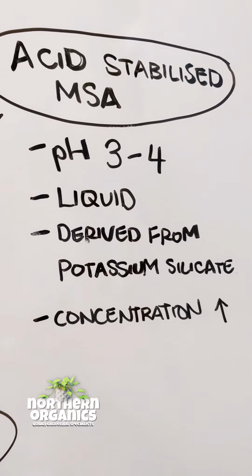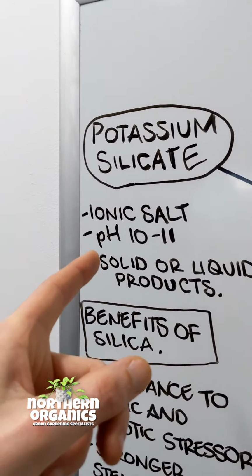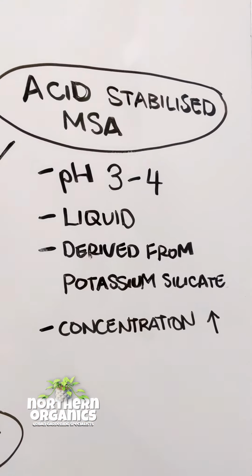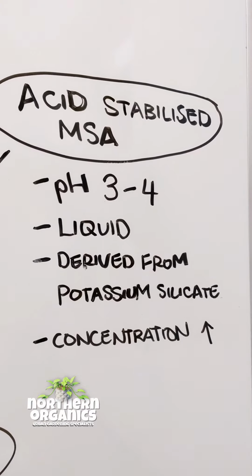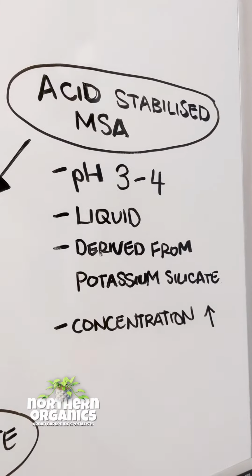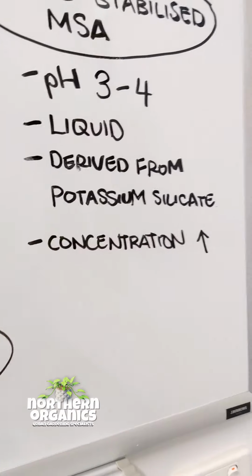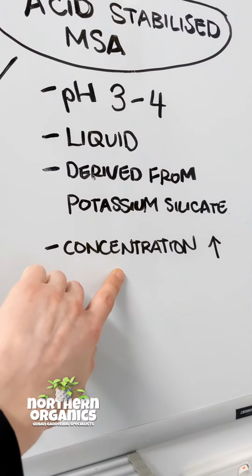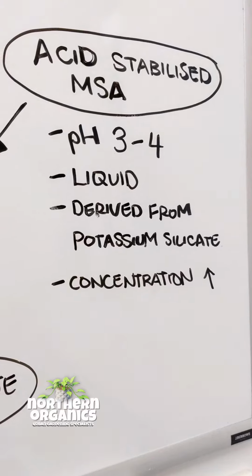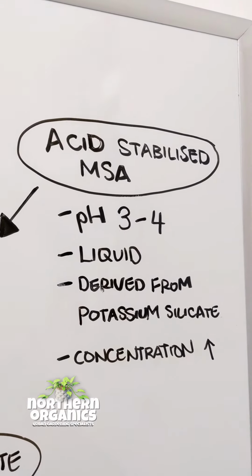These are derived from the potassium silicate that we spoke about earlier. That potassium silicate is reacted with phosphoric acid to produce a stabilized monosilicic acid. What this really means from your perspective as the gardener is that the concentration of monosilicic acid present in these products is higher, and therefore the overall application rate will be much lower. It's common to see application rates of less than 1 milliliter per liter when you're looking at these acid-stabilized products.